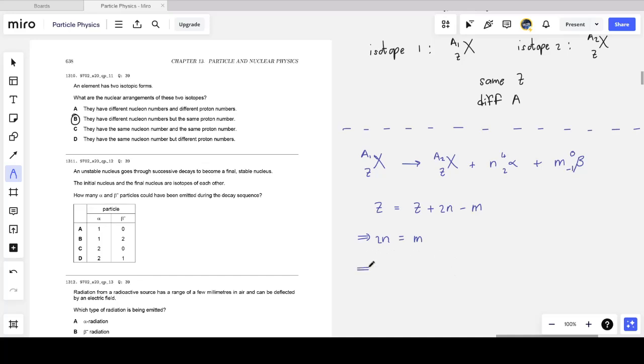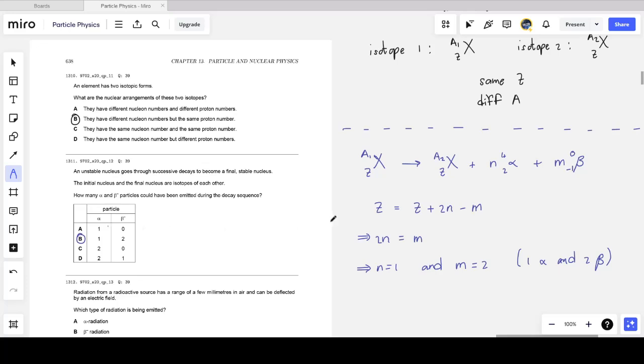And so if I look at the options I'm given, I could have n equal to 1 and m equal to 2, because that's the only option that will give me the number of alpha particles being half the number of beta particles emitted. So that means there's 1 alpha and 2 beta particles emitted, and that corresponds with option B. 1 alpha, 2 beta particles emitted.